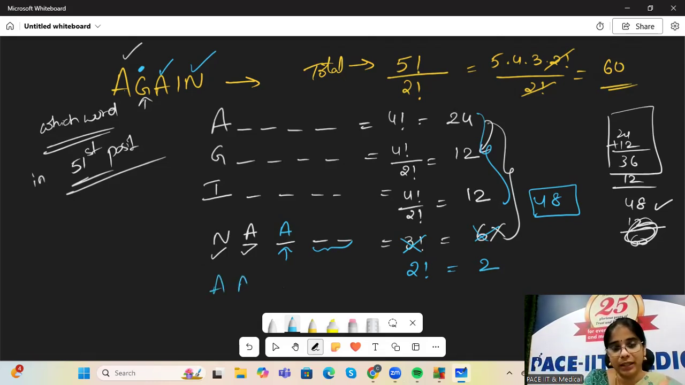So now N A, after this A, the third one is what? You will be going with G. When you are going with G, what do you get? After this N A G, you've got two letters there. So N A G means two letters, again another 2 factorial ways. So that will be 48 plus 2, 50 plus 2, 52. So do not go with that. Open the next position there.